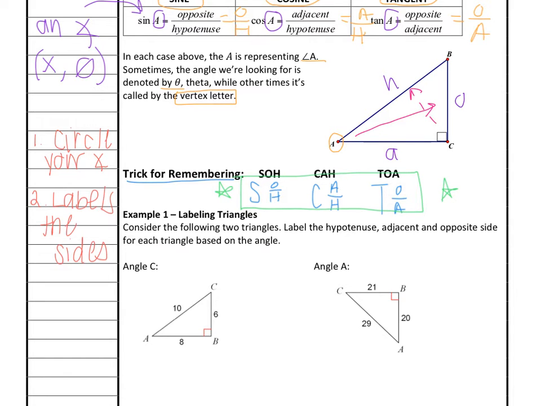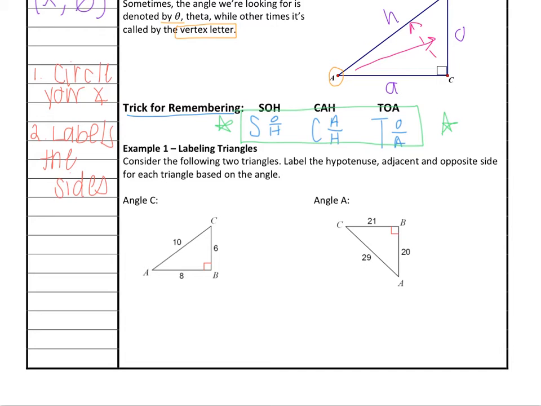So let's take a look at this example down here, example 1. It says consider the following two triangles, and it wants us to label the hypotenuse, H, the adjacent side, A, and the opposite side, O, based on the given angle. In this first one, we're going to focus on angle C. Looking at my steps, the first thing we have to do is circle that angle. So I'm going to circle C, and pretend I'm standing right there.